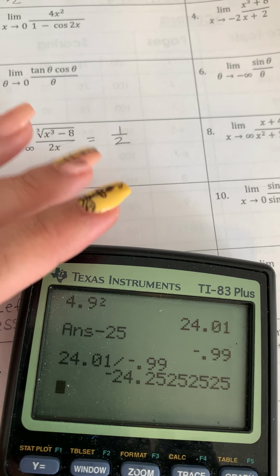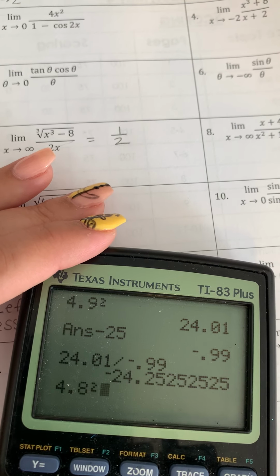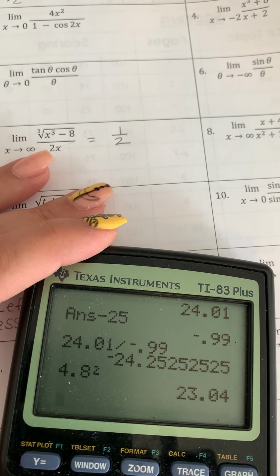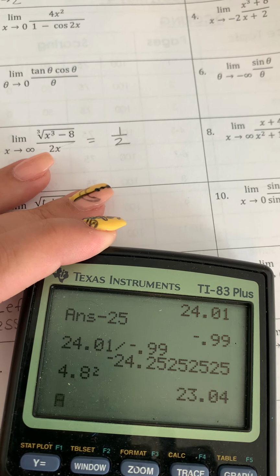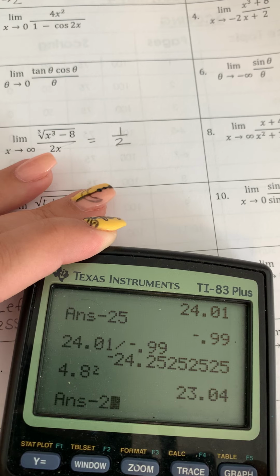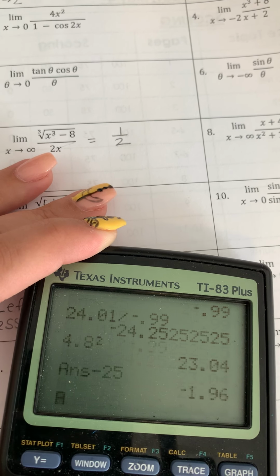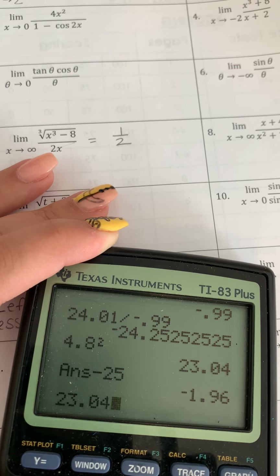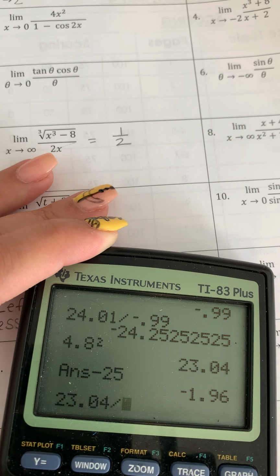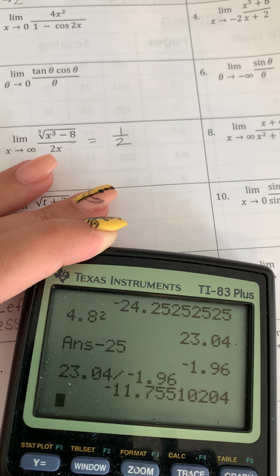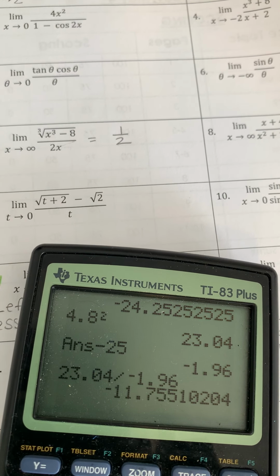Now I'm going to try it with 4.8. So 4.8 squared is 23.04, minus 25. So I have 23.04 divided by negative 1.96.